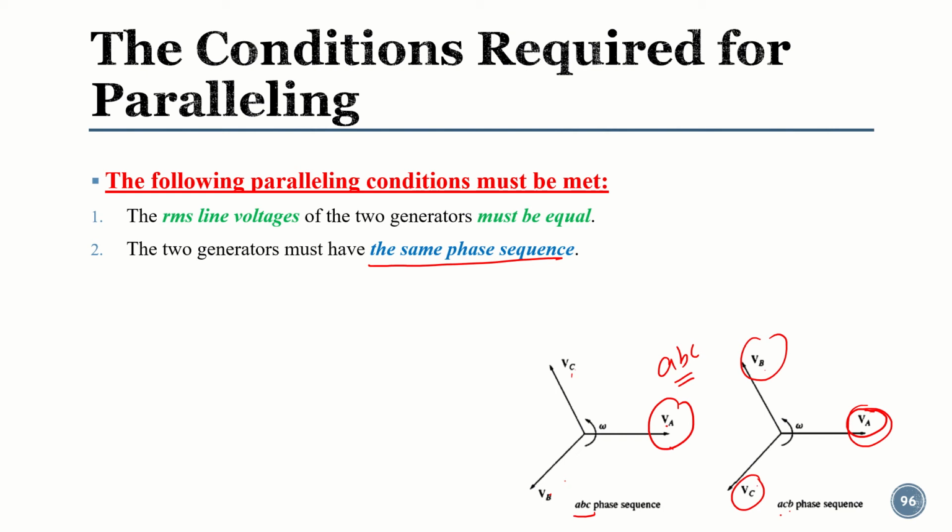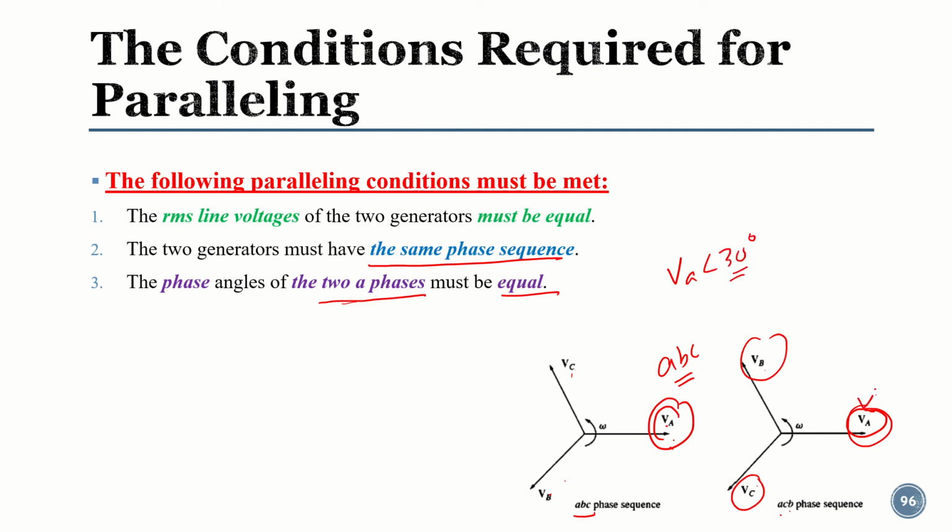The third thing is that the phase angles of the two phases must be equal. For example, if you are supplying VA with a phase angle of 30 degrees, the same phase of the second generator should have the same voltage and the same phase angle. So the phase angle must be the same.